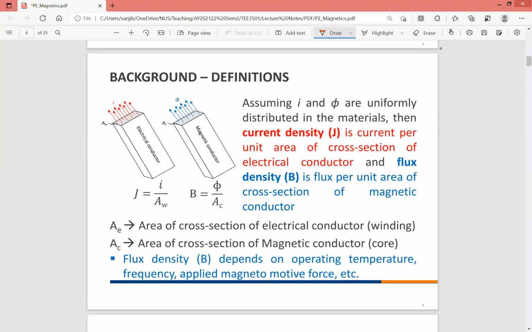Okay, so what we'll do next is some basic revision of the magnetic circuit. So what is a magnetic circuit? It's basically the overall circuit. When I say circuit, it's because we'll see later on that we'll study the magnetic circuit as an equivalent to the electrical circuit. We all know the electrical circuit, right?